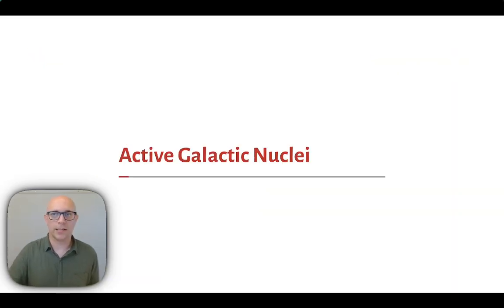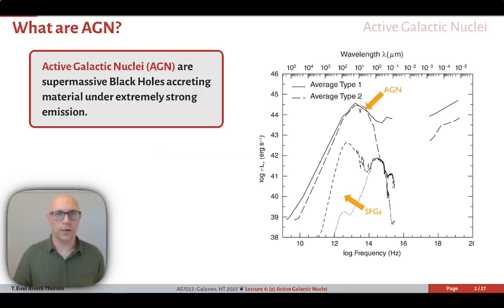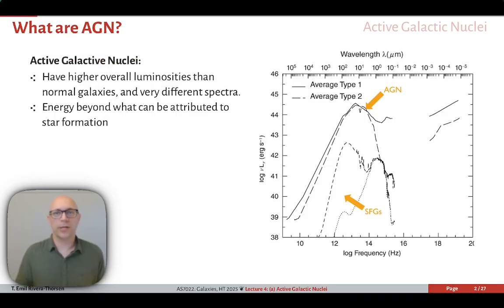Beginning first with active galactic nuclei. What are they? In a nutshell, active galactic nuclei are supermassive black holes which are accreting material, mainly gas, under the emission of extremely strong radiation. Active galactic nuclei have higher overall luminosities than normal galaxies, and they also have very different spectra. Another important characteristic of them is that the energy that they emit is far beyond what can be accounted for solely by the mechanism of star formation.